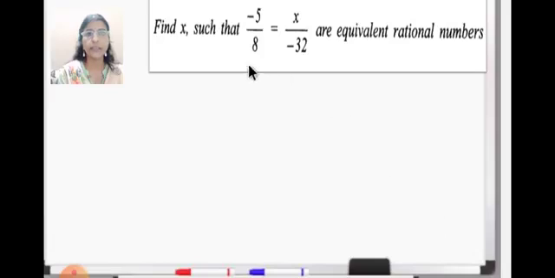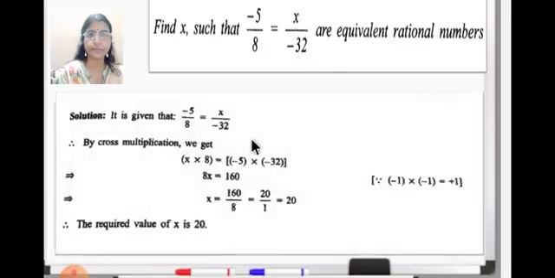Now next question: find x such that minus 5 upon 8 is equal to x upon minus 32 are equivalent rational numbers. So it is given that these two rational numbers are equivalent, and what you have to do is find out the value of x. So let us see how to do it.